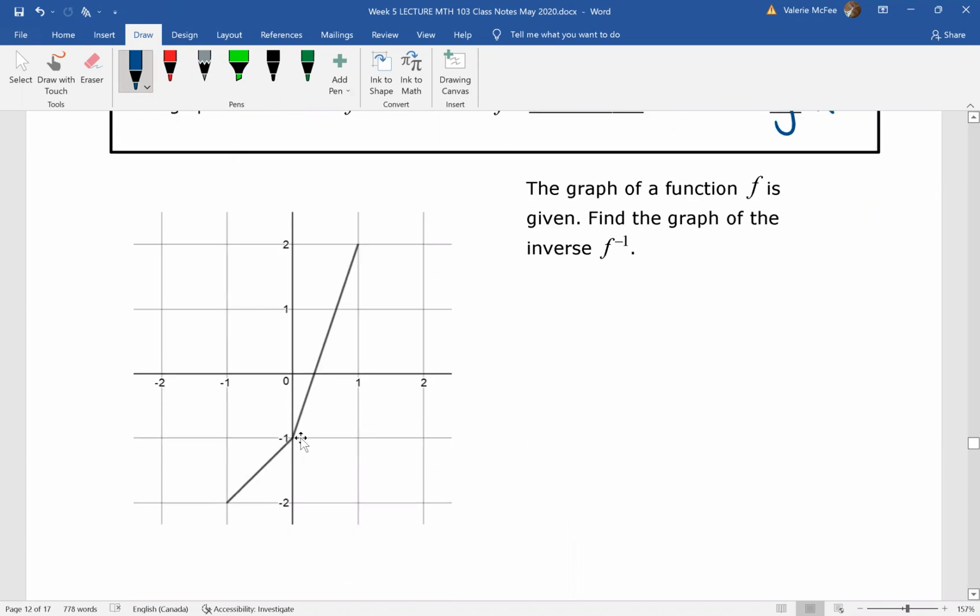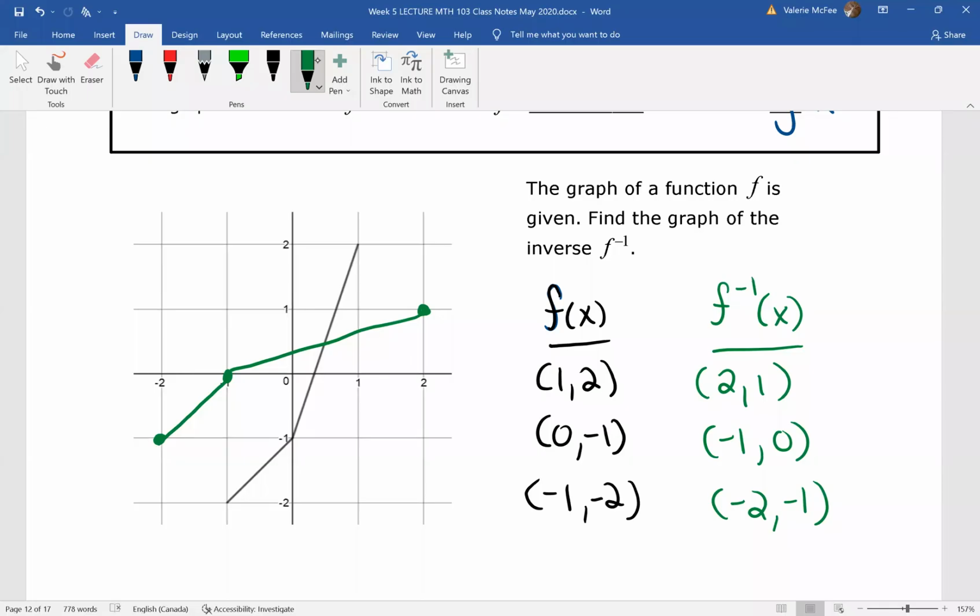So here's one for you. Graph the inverse function. Did you write down those ordered pairs for the function f? They weren't given to you, you had to figure them out. Did you write down the ordered pairs for the inverse function? And did you note that this is reflecting across the line y equals x? It intersects on y equals x, and every point is the same distance from y equals x.